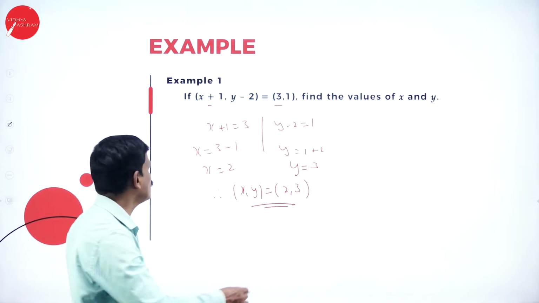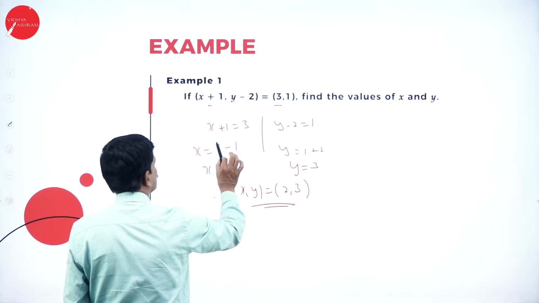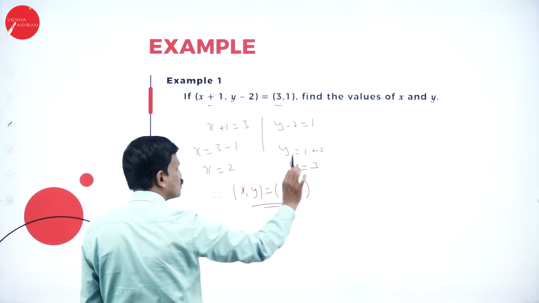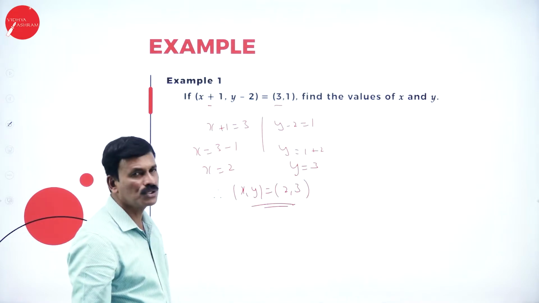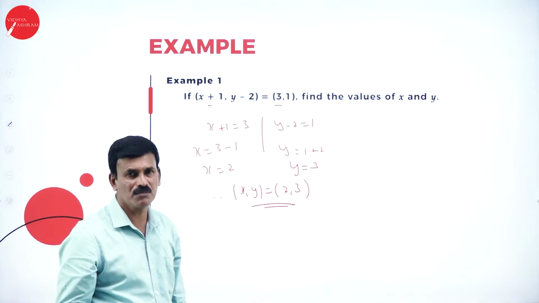Hope you follow. Just equate it. x + 1 = 3, y - 2 = 1, x = 3 - 1 = 2, y = transfer -2, it becomes +2, 1 + 2 is 3, y = 3. So (2, 3) are the values of x and y. Now let us take a similar type of problem.